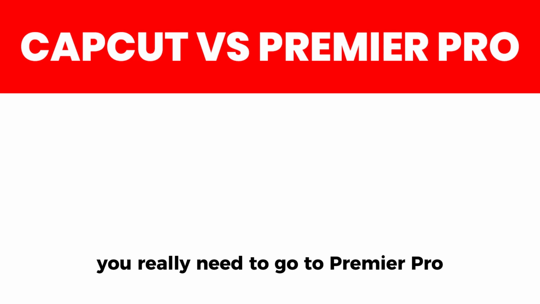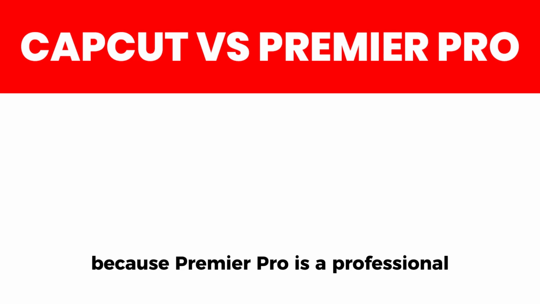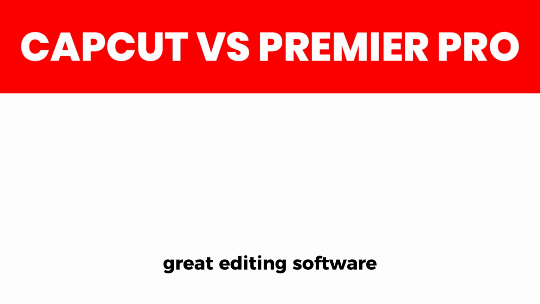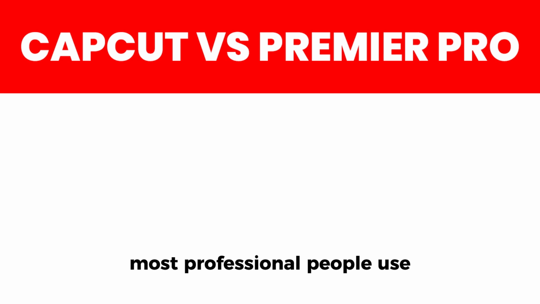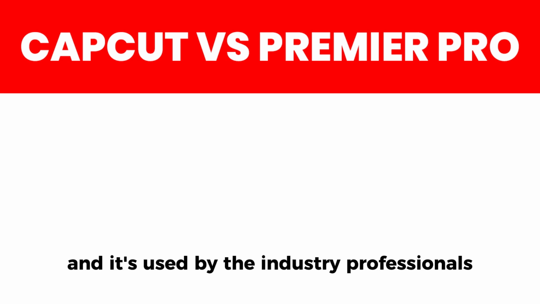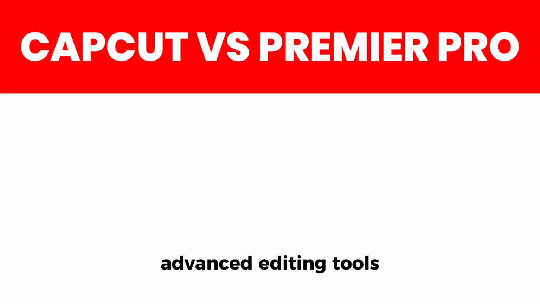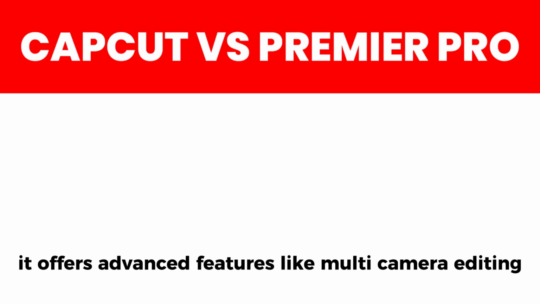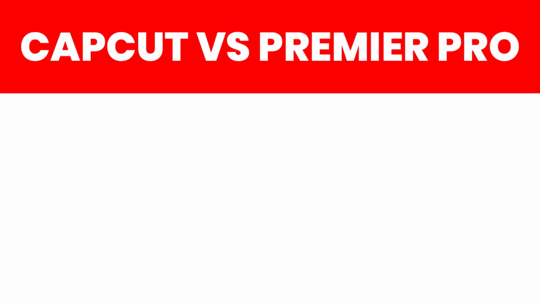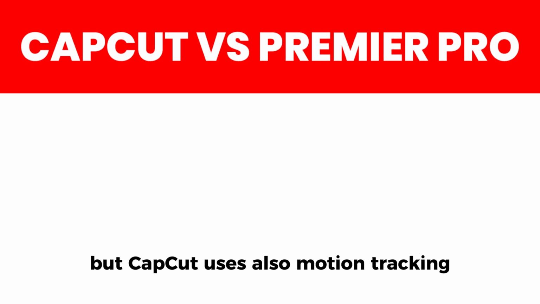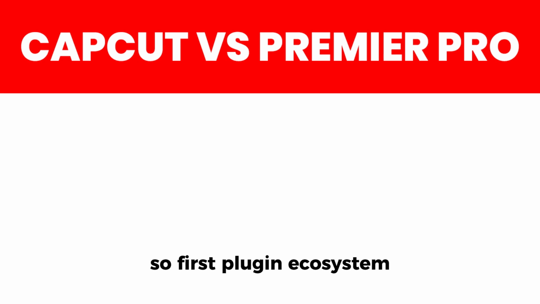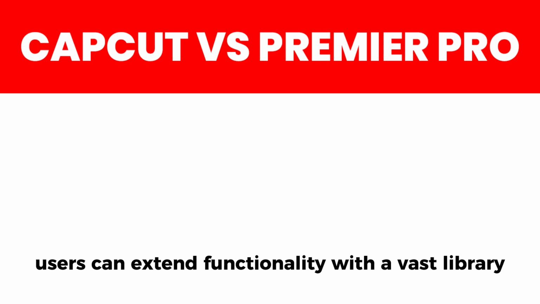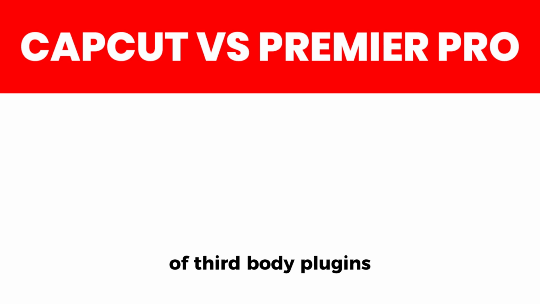go to Premiere Pro, because Premiere Pro is professional grade editing software. Most professional people use Premiere Pro, and it's used by industry professionals. Advanced editing tools. It offers advanced features like multi-camera editing, motion tracking, and keyframing. But CapCut also has motion tracking. Vast plugin ecosystem. Users can extend functionality with a vast library of third-party plugins.